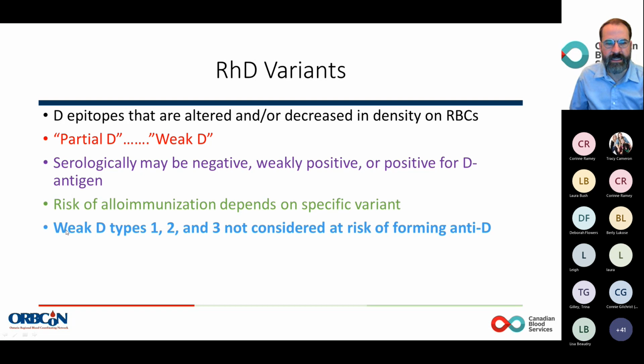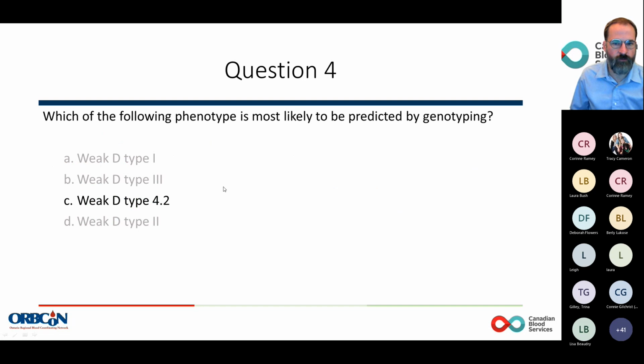In general, weak D types 1, 2, and 3 are the weak D types that are not considered at risk of forming anti-D, with the caveat that not everything always reads the textbooks. These are the weak D phenotypes that are generally not considered to be at risk of forming anti-D. So when we get back to this patient who's formed an anti-D and who's D positive, they're suspected to be a D variant. But of the options here, types 1, 2, and 3 are not at high risk of making anti-D antibodies, which this patient has done. So she's likely going to be a type 4.2, at least of the options put into the question. So that's the rationale behind that question.